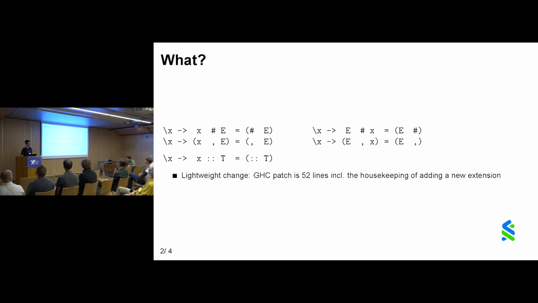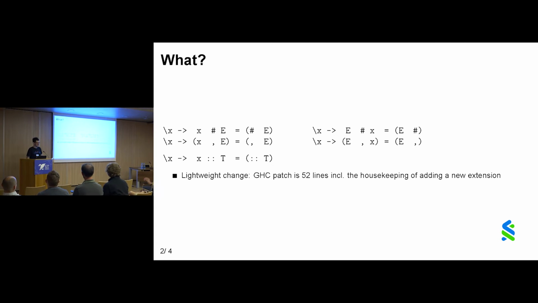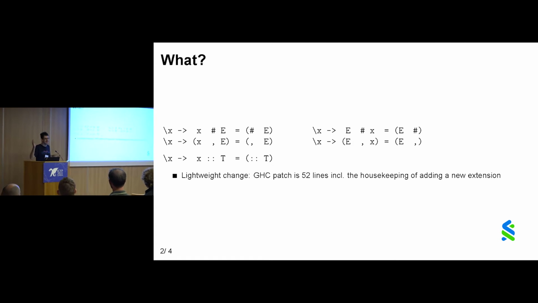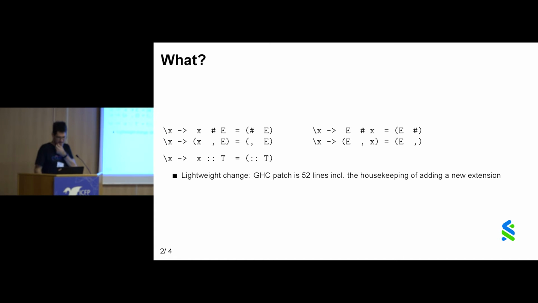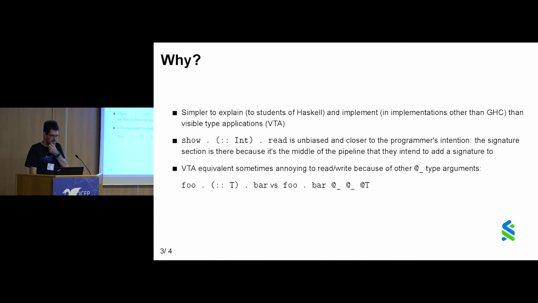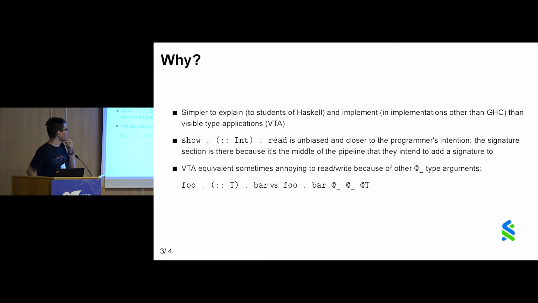So why not? That's basically it. I have a couple more slides, but that's basically it. This is quite a lightweight change to GHC, just to sell it. So why would you want to do this? I think that it's much simpler to understand than type application to people who are unfamiliar with Haskell or typed functional programming. And also, if you're implementing your own Haskell compiler, this is a much lighter weight thing than type applications. So why am I even bringing up type applications?